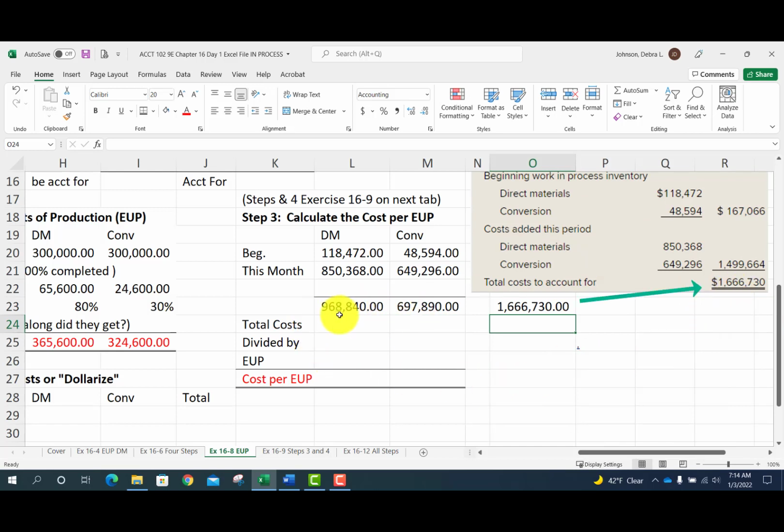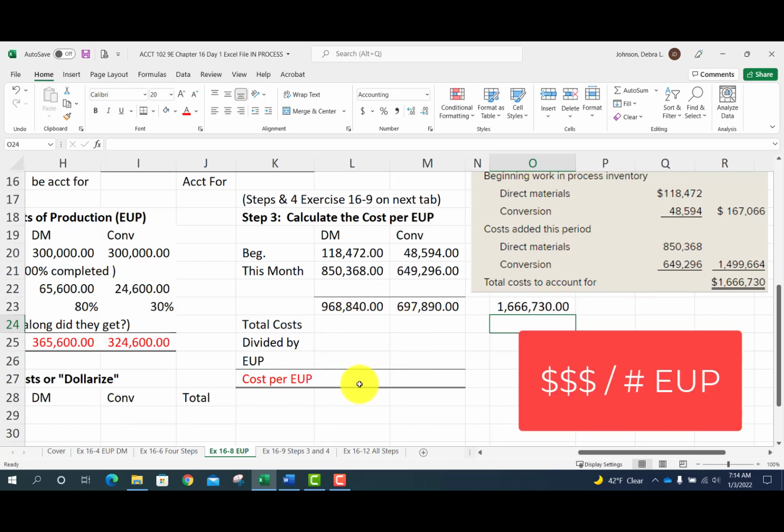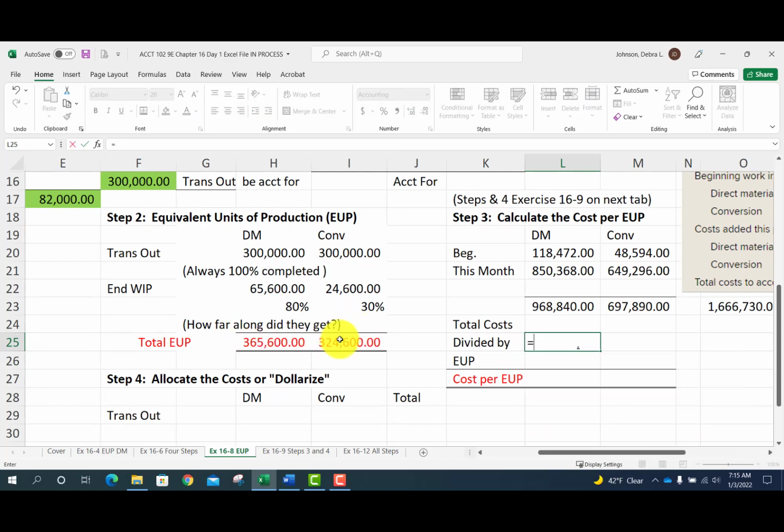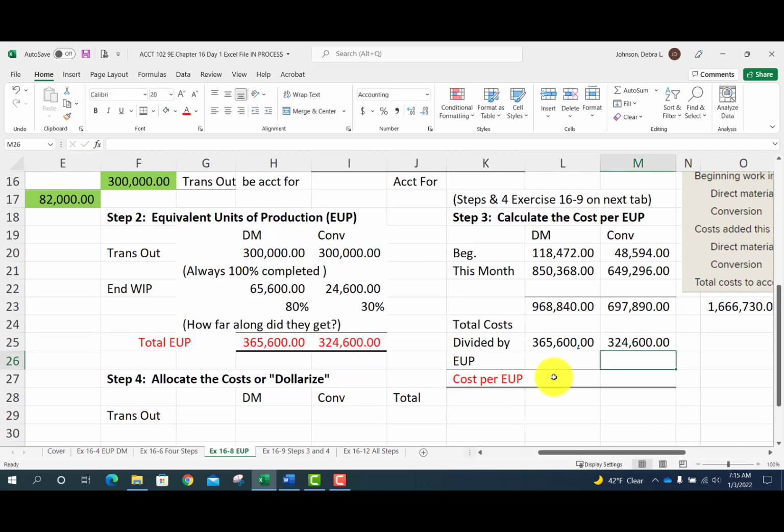So to get from the dollars down to the cost per unit, we need to divide by the equivalent units of production. That came out of step 2. So I'm going to go grab those units. Here they are right here. I'm going to drag them over here. Here's the equivalent units with respect to materials. Here's the equivalent units with respect to conversion costs.